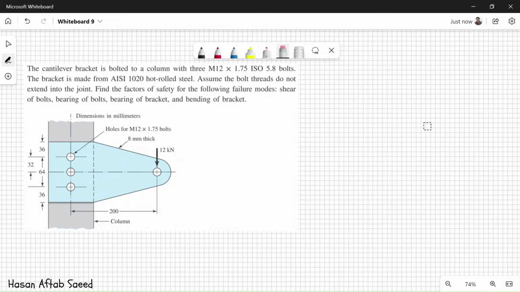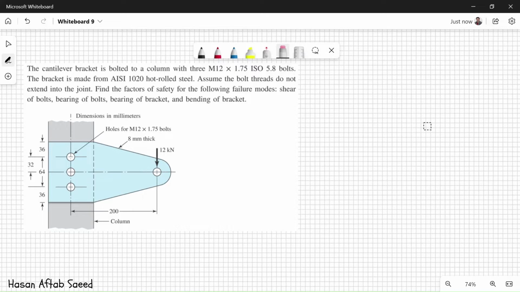This is a problem where a bracket in blue is attached to a pillar in gray using 3 bolts. We are supposed to find out the factors of safety for shear of bolts, bearing of bracket, and the bending of bracket. This last one, bending of bracket, is not directly concerned with bolt design as such, but we'll just take a look at it.